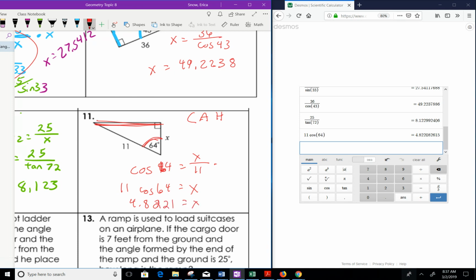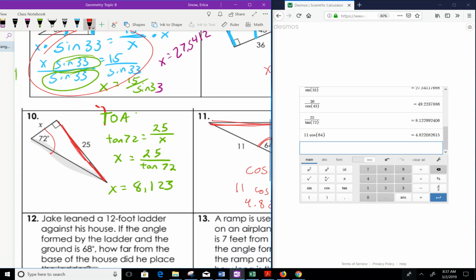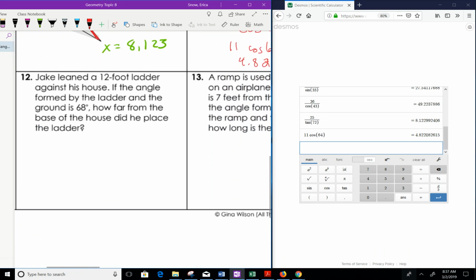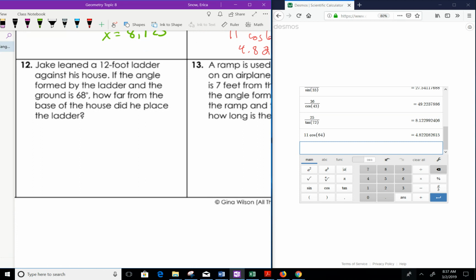is our x. Okay, 12 and 13 are word problems, and I thought it would be good for us to go ahead and practice how to do these. So Jake leaned a 12-foot ladder against his house. So if we say, here's Jake's house, here's the ground. So I'm even going to label these for you. House, ground, and then here's his ladder. Make it look like a ladder. And his ladder is 12 feet long.